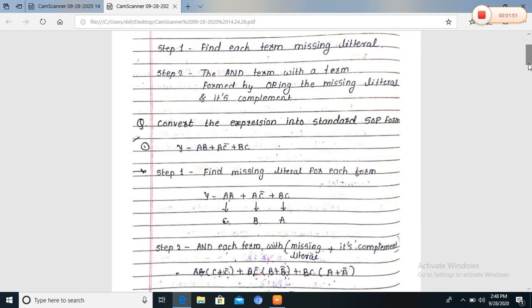The first step is to find the missing literal for each term. AB is the first term, AC bar the second term, BC the third term. For AB the missing literal is C. For AC bar the missing literal is B. For BC the missing literal is A. The total expression Y is equal to AB plus AC bar plus BC has three literals present, but every term has a missing literal, so it is not a standard SOP. In AB, C is missing. In the second term, B is missing. In the third term, the missing literal is A.